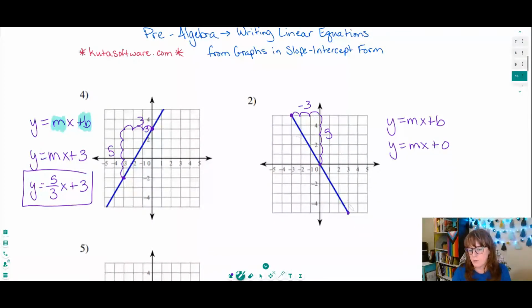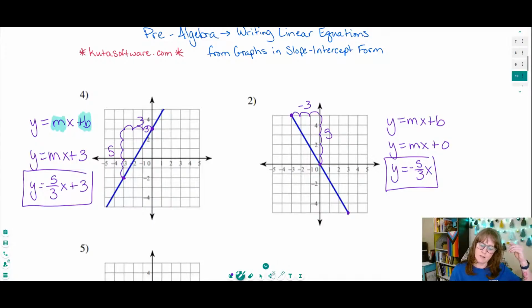Also, we can see that the slope is going down as we go to the right, so that's going to be a negative slope. So then that means our slope is negative 5 over 3x plus 0. But again, we're just going to leave that plus 0 off. So this is really how we would write this equation.